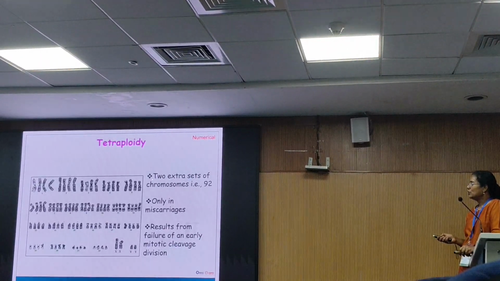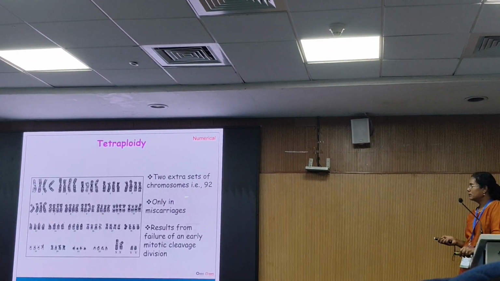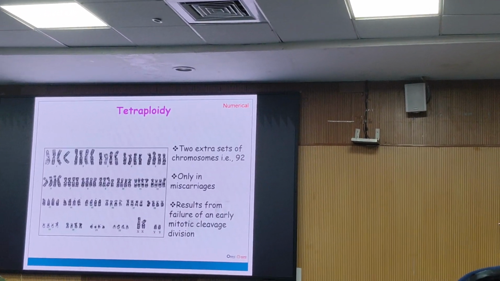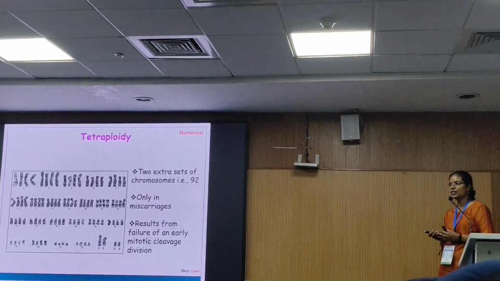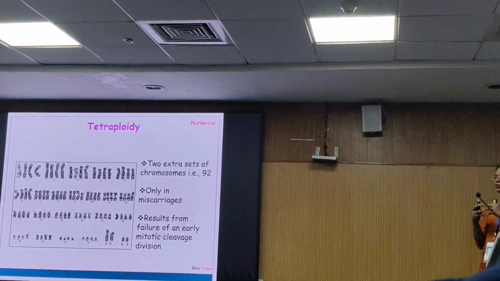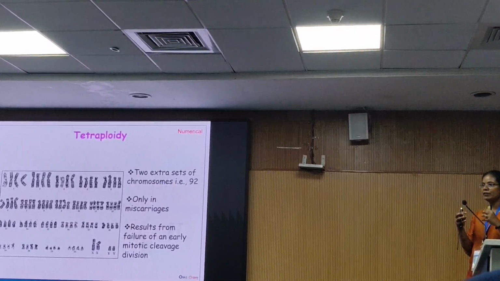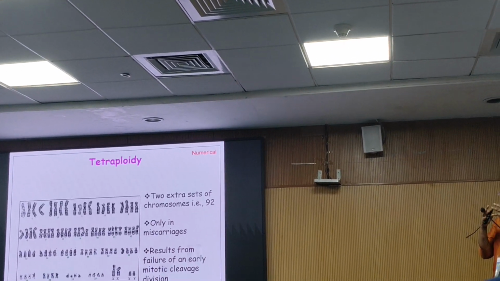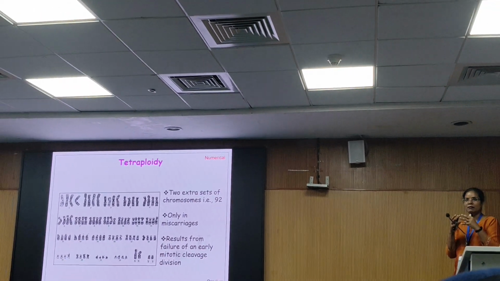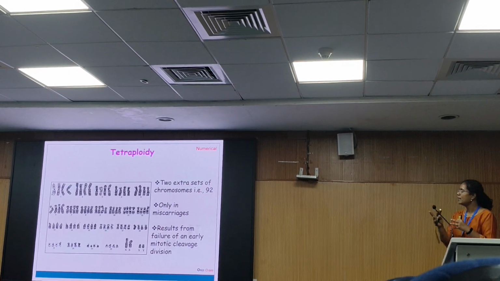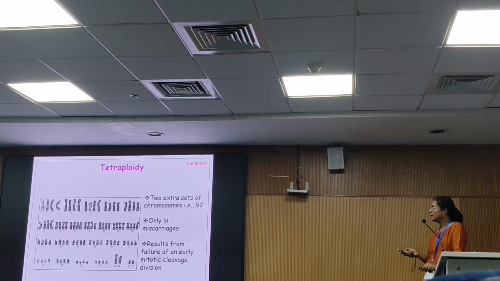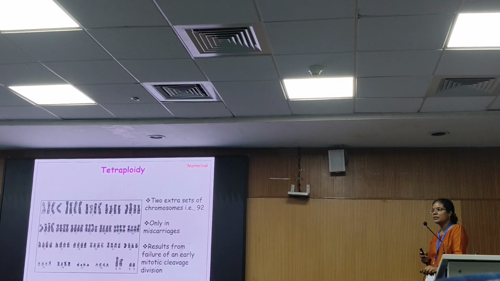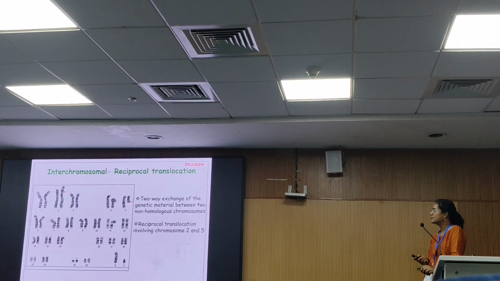In tetraploidy, two sets of chromosomes will be present, because there will be a failure of an early mitotic cleavage division. Instead of the cell cleaving, it will not cleave, and they remain in one cell, making it 92 chromosomes. But again, this is not viable. You can only see them in aborted materials.